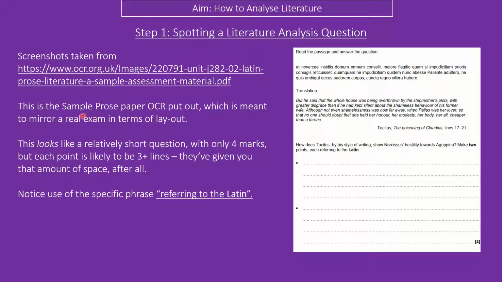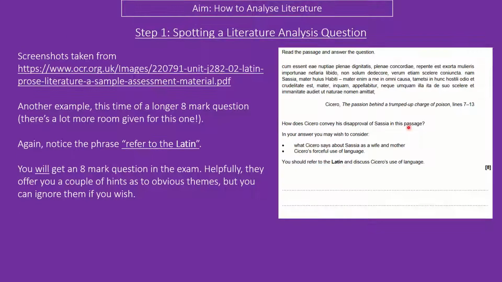These are taken from the sample papers that OCR puts out, so they are meant to mirror a real exam, but obviously no one has actually been asked questions on these particular bits. It's a relatively short question, with only 4 marks, but you've been given quite a lot of space. How does Tacitus, by his style of writing, blah blah blah, make 2 points each referring to the Latin? That referring to the Latin we are going to come back to. So this is a literature analysis question.